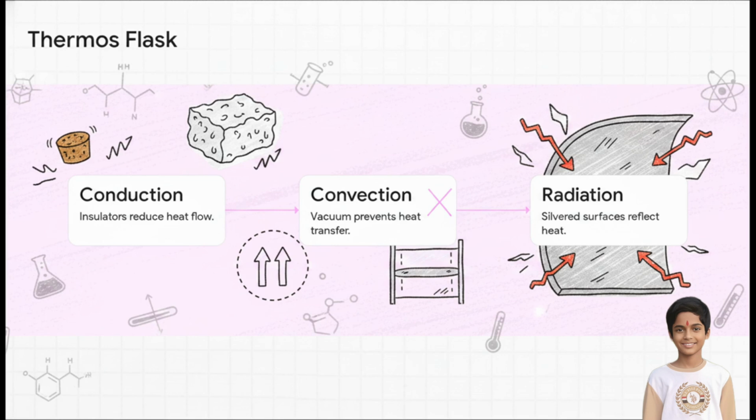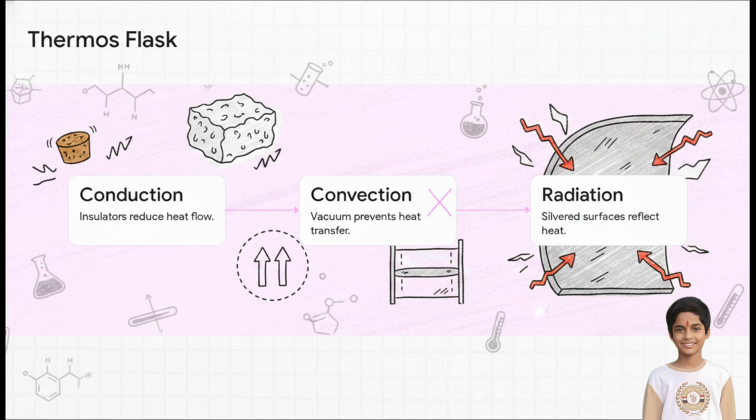How does a thermos flask work? A thermos minimizes heat loss through all 3 of those modes we just talked about. First, it uses insulating materials, like plastic or cork, to reduce heat flow by conduction. Second, it has a literal vacuum between its double walls.